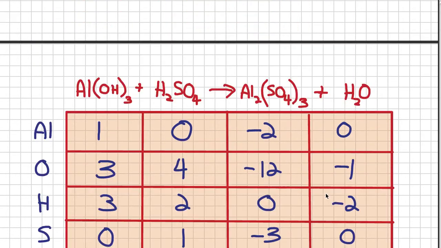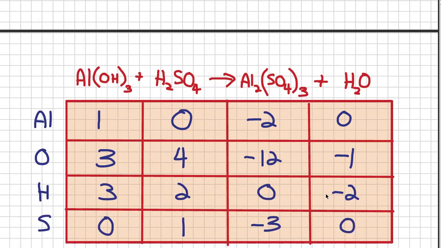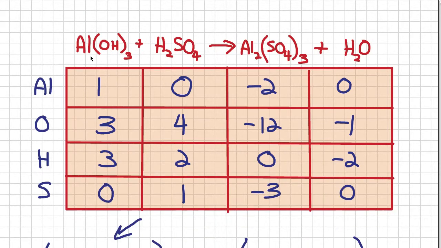Okay, here's my chemical equation right here. Al(OH)3 plus H2SO4 goes to Al2(SO4)3 plus H2O. So these are the compounds that define my columns. I write down the elements on the rows. I have aluminum here. There's Al.